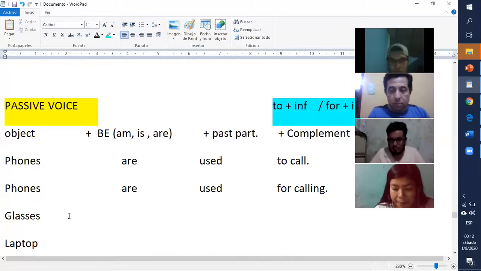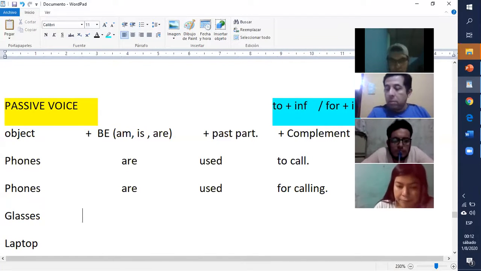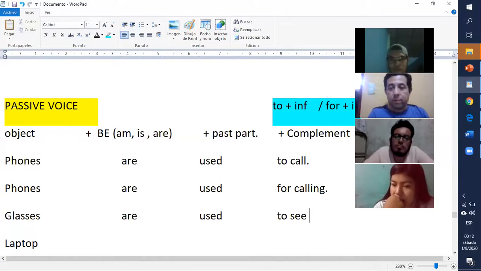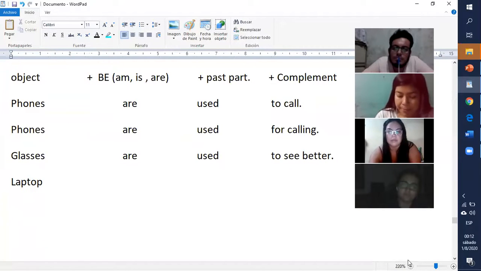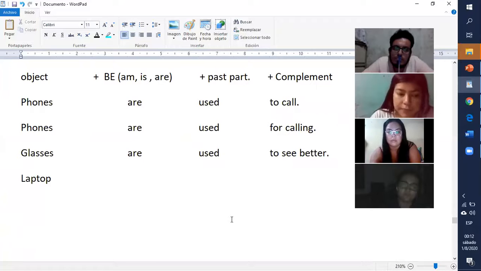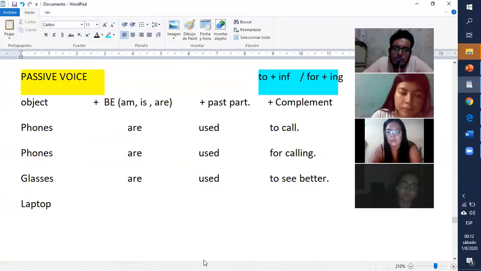Okay, now we're gonna say glasses. Glasses are used to see better. Okay. See things bigger. All right. Very good. What else? I'm going to replace the internet, guys.